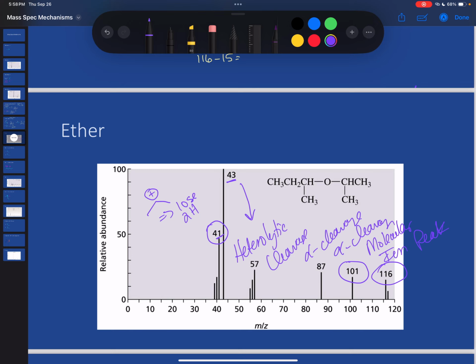Like I said, do not ever go through and try to assign every single peak in a mass spec. There are people who spend their entire careers trying to do that. You only need to interpret enough for you to figure out if it matches the compound you're expecting to see. All right, so that finishes up ethers. Hopefully that was helpful.